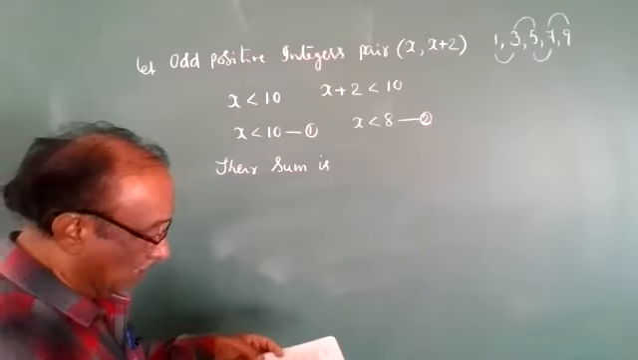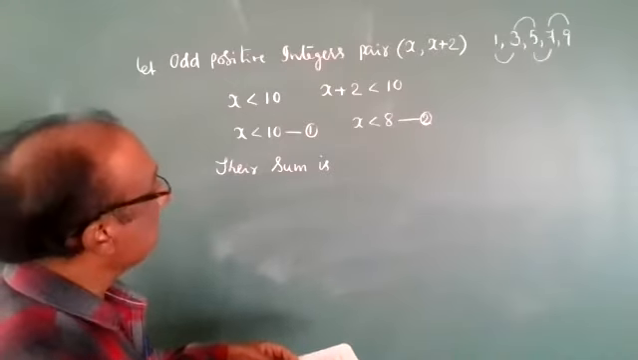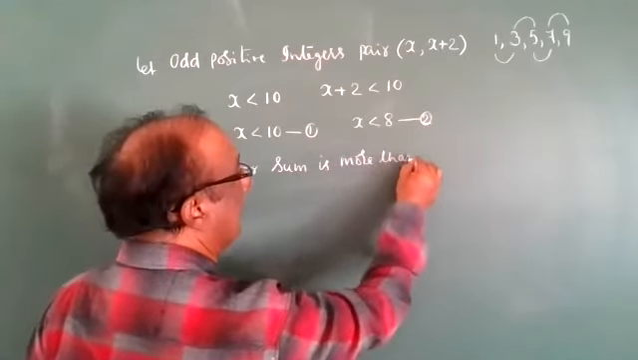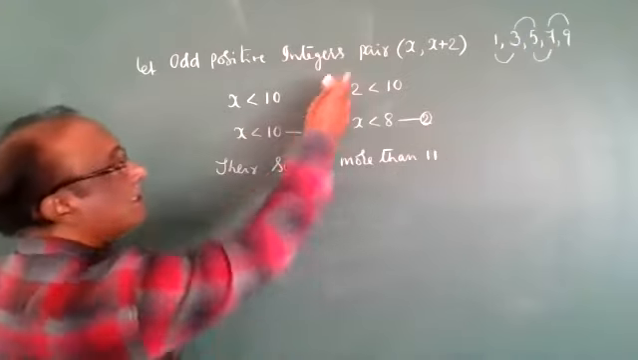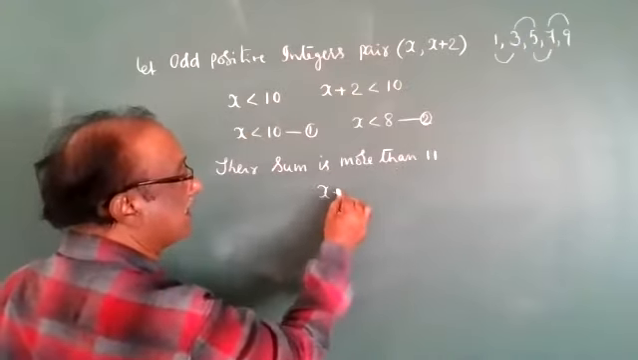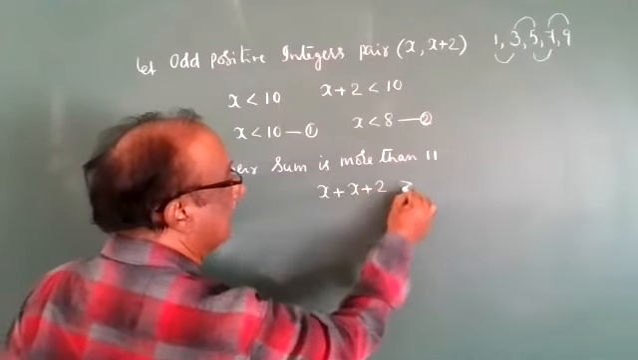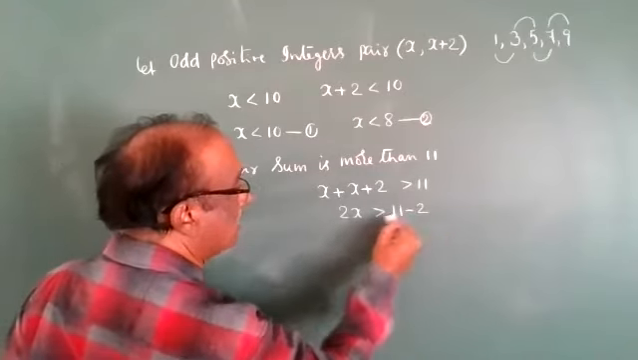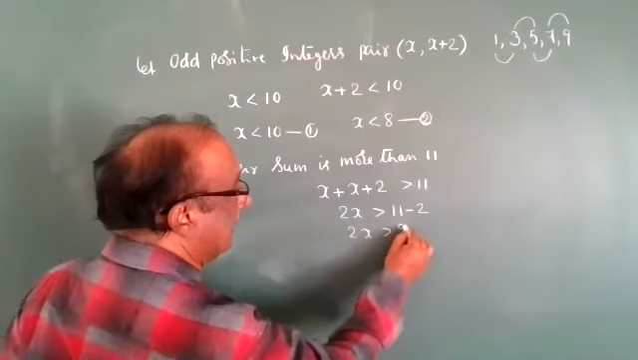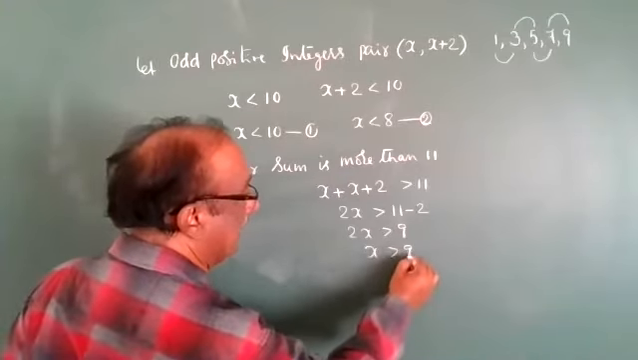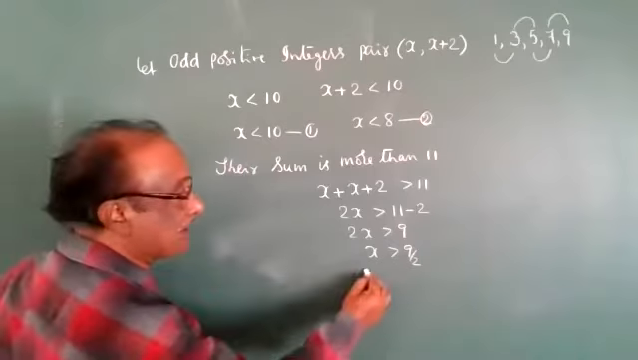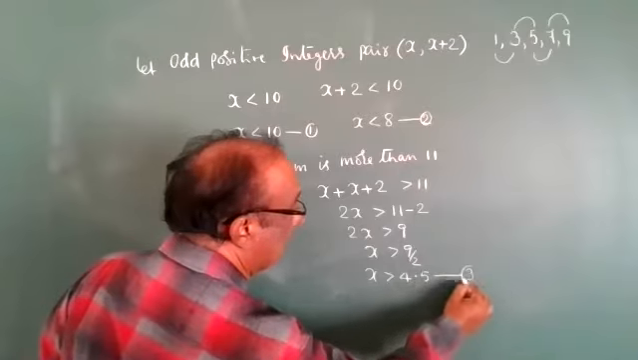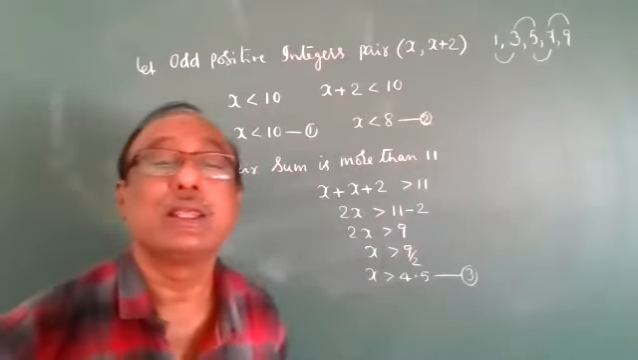What is he telling? More than 11 means the sum is more than 11, not equal, only more than. What is the sum of this pair? x plus x plus 2 is greater than 11. 2x is greater than 11 minus 2, so 2x is greater than 9. x is greater than 9 by 2, so x is greater than 4.5. This is the third equation.